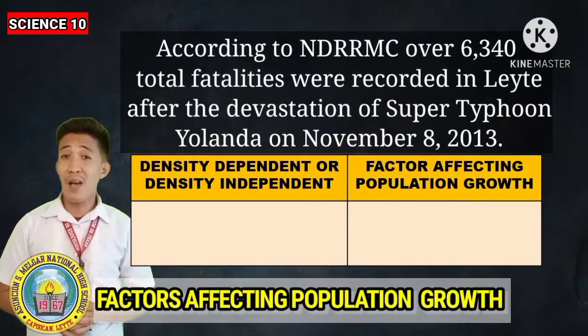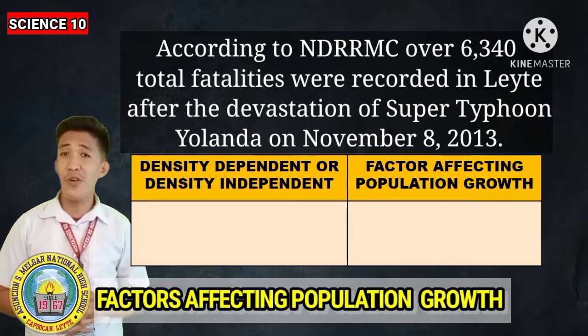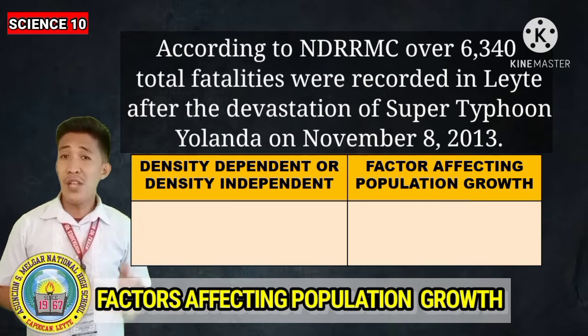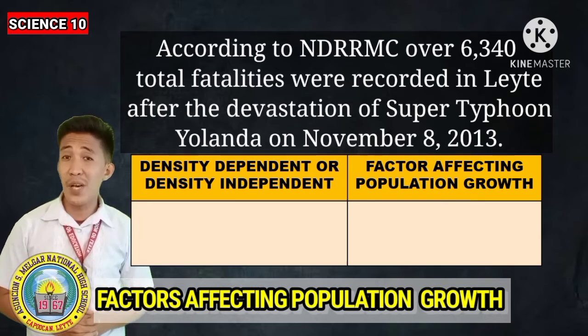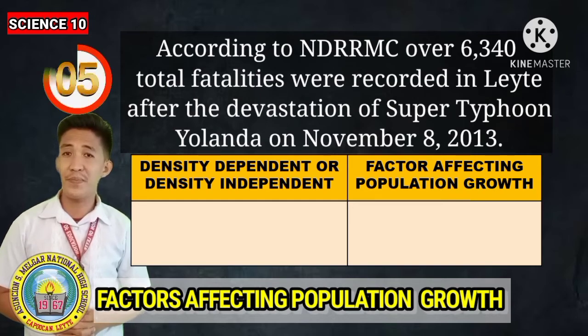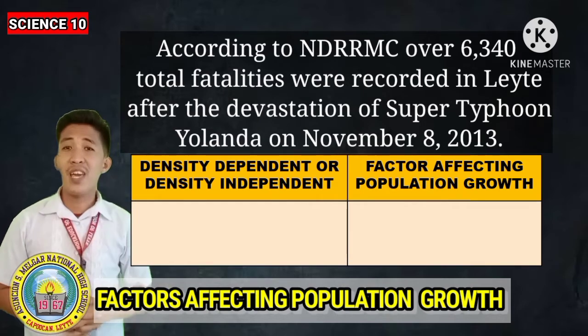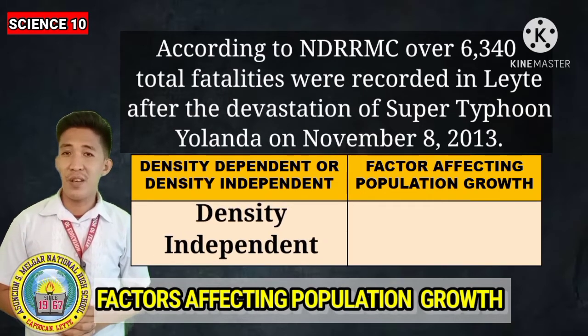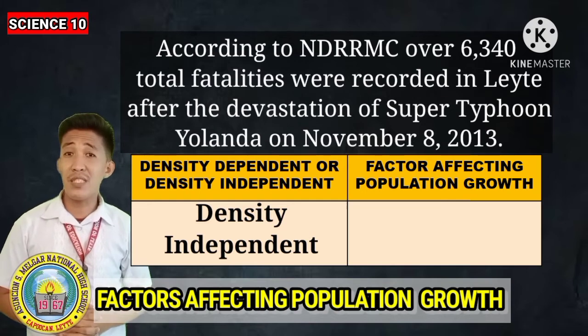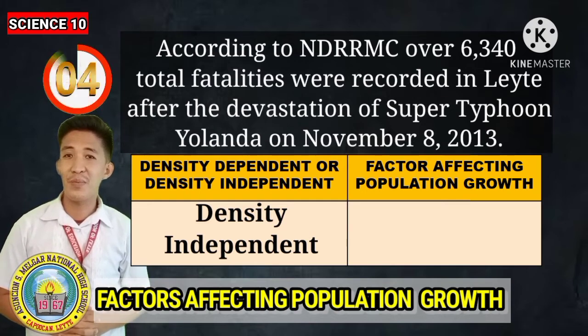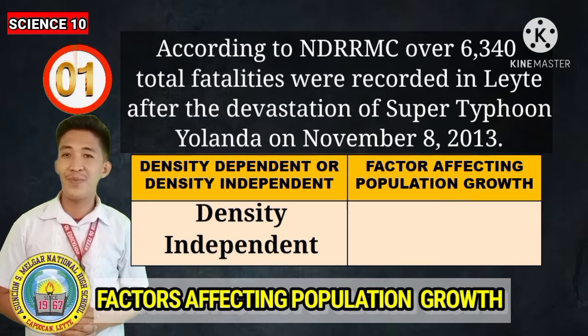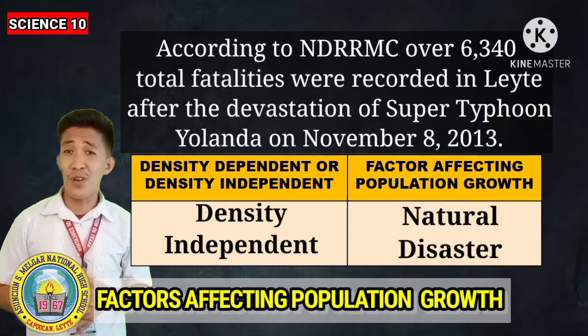According to NDRRMC, 6,340 total fatalities were recorded in Leyte after the devastation of Super Typhoon Yolanda on November 8, 2013. Now, is the situation density dependent or density independent? Very good, it's density independent. What about the factor that limits the population growth? Right, it's natural disaster.